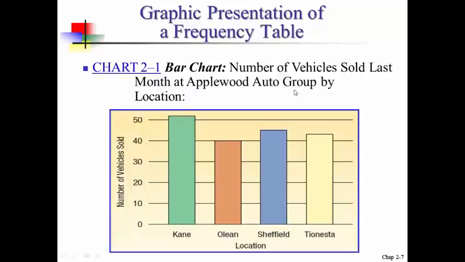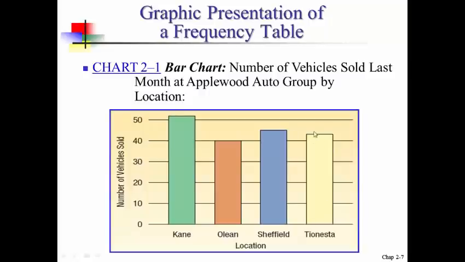Number of cars sold last month at Applewood Auto Group by location: Gain, Orient, Sheffield, and Star. By looking at this one, we can see that Gain could sell more than 50 cars. Orient could sell only 40. Sheffield could sell maybe 45 because it's in the middle. How about Star? Maybe less than the middle number between 40 and 50, so less than 45, sorry, not 25.